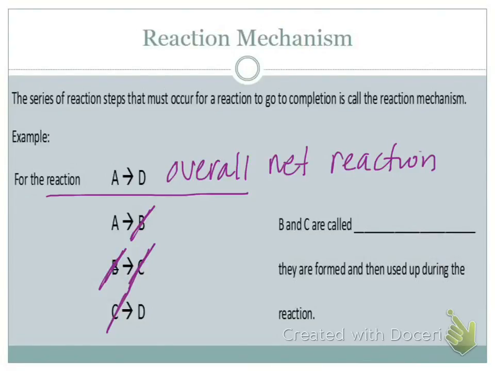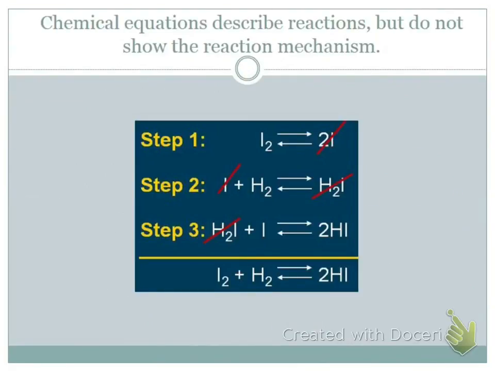And B and C are called intermediates, which is one of your vocab words. They are formed and then used up in a subsequent reaction. So they don't appear in the overall reaction, but they're important to the process. If you don't form the intermediates, the reaction won't proceed. So here is an example with real stuff instead of A's and B's. In this case, these are your intermediates because they're formed and then they're used up.